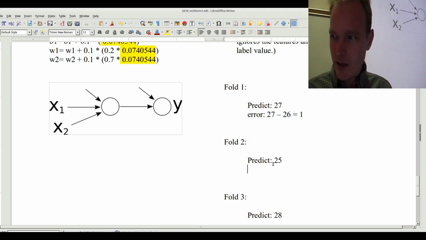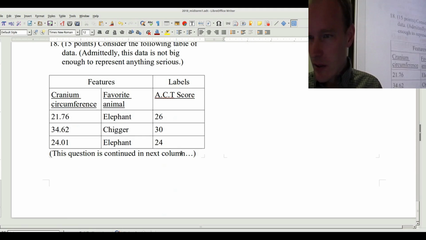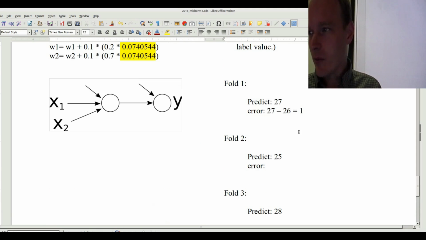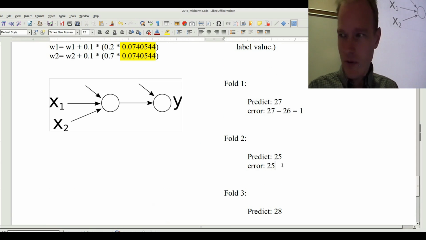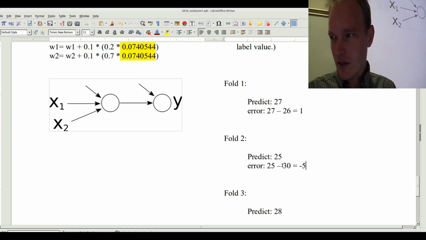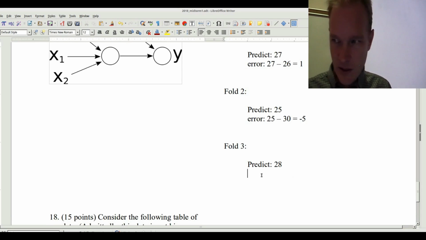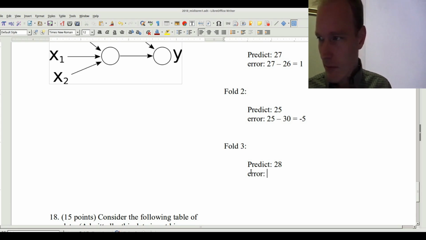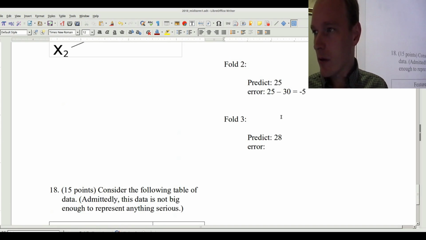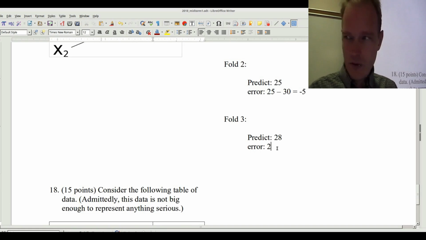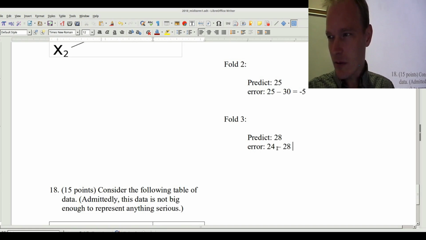Okay? In this case, error is equal to, let's see, we're trying to get a 30. We predicted 25. 25 minus 30 is negative 5. Finally, we're trying to get a 24. We predicted a 28. 24 minus 28 is, wait, is 28?